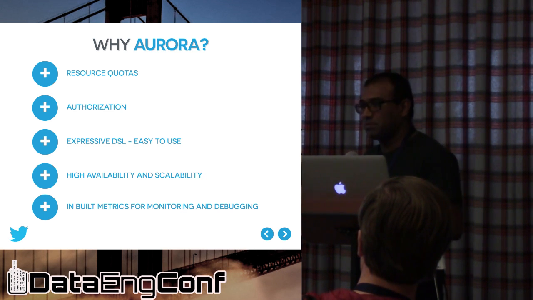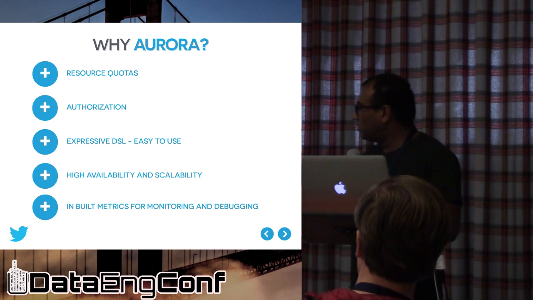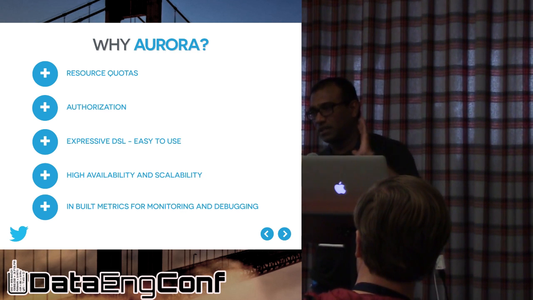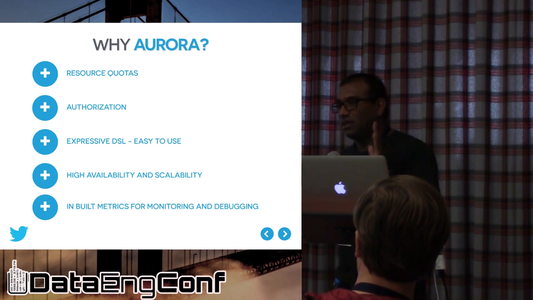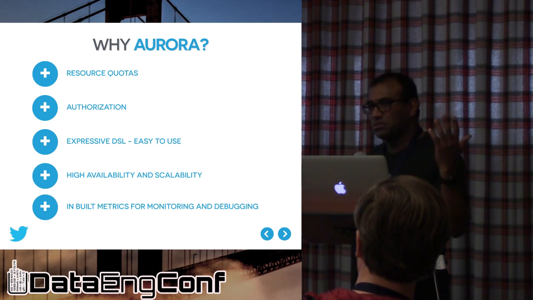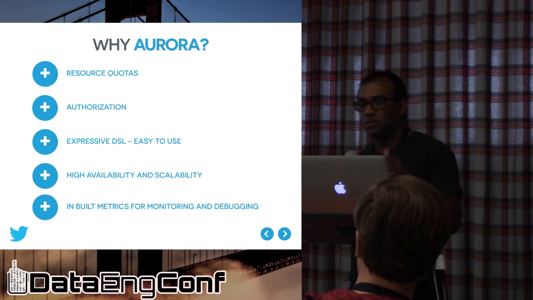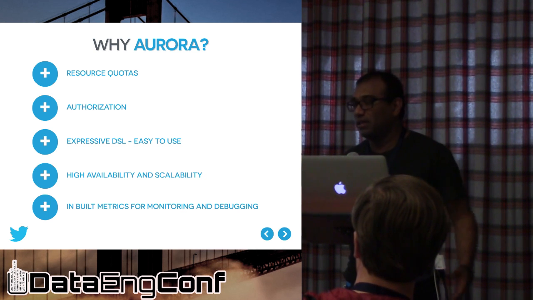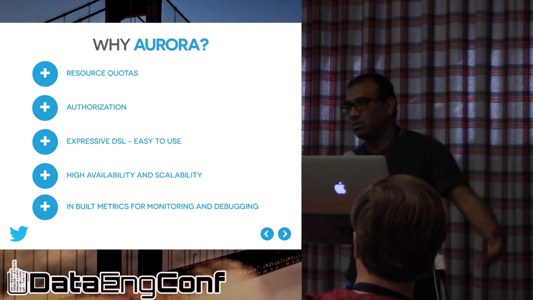It also has an expressive DSL where you can describe the job in Aurora, a Python variation of it, and it's so easy to use. It is also highly available and scalable. There's a team behind managing the entire Aurora, and the cluster is probably 100,000 or something plus, so many nodes are running. And a lot of built-in metrics come for monitoring and debugging, in addition to all the metrics that we export about a particular topology.